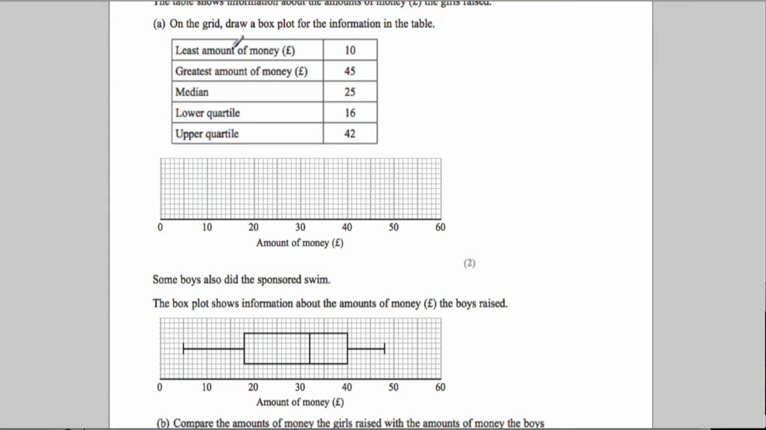So the least amount of money is 10. So along here where we have 10, I'm going to draw a line because we have a little line here that seems to represent low amounts of money. So I'm going to draw a line. Now, the actual length of our line is not important at all. We're also told that the greatest amount of money is 45, so we're going to find 45. There's 40, there's 50, 45 must be here.